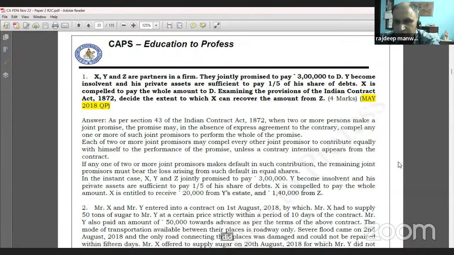Go ahead. X, Y, and Z are partners in a firm. They jointly promised to pay 3 lakh to D. Y became insolvent and his private assets are sufficient to pay 1/5 of his share of debts. Now, 1/5 of his share of debt. So, how much is his share of debt? 1,50,000, right? Who are the partners? Just read. X, Y, and Z. Okay. So, his share is 1 lakh, right? Yes, sir. And how much could you recover? 20,000, right? Yes, sir. So the remaining 80,000 loss has to be borne by the remaining two partners, 40 and 40. So 1,40,000, 1,40,000.